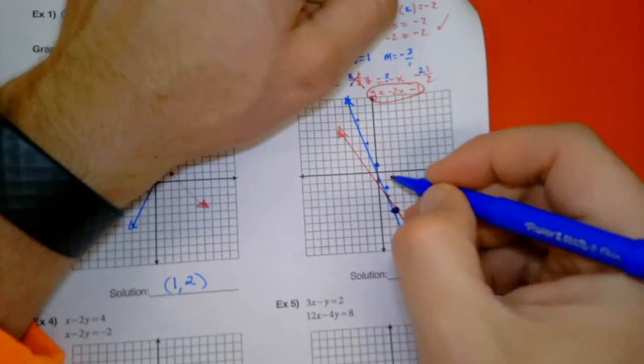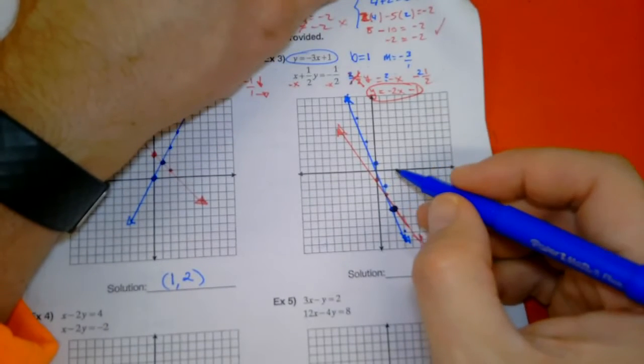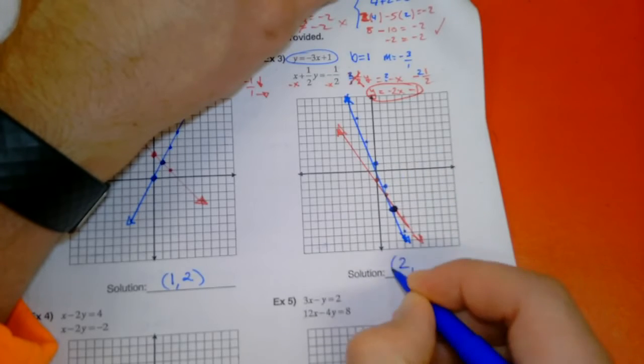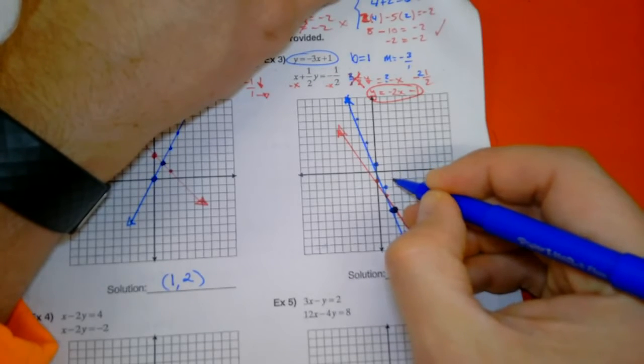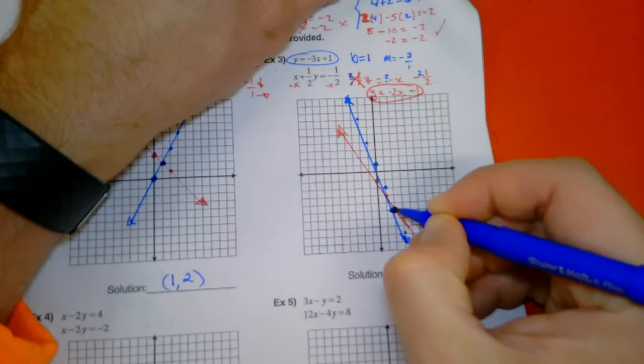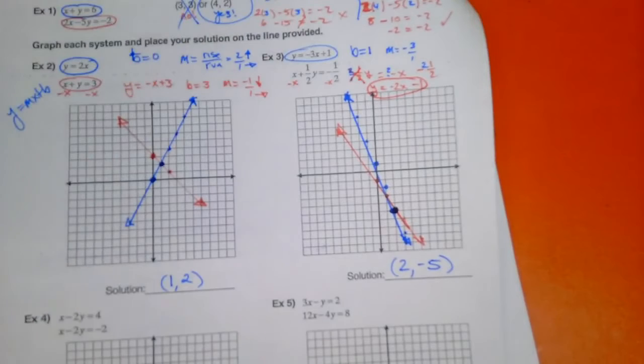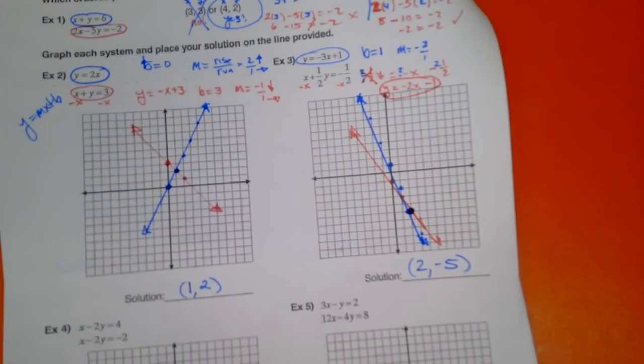Okay. Now I got to figure out what that coordinate point is. So I'm going to count over 1, 2 to the right on the x-axis. So that's positive 2. And then I'm going to count down 1, 2, 3, 4, and 5. That's negative 5 for the y. So 2, negative 5 is the solution. All right, so far so good. Here we go. Moving on to the next ones.